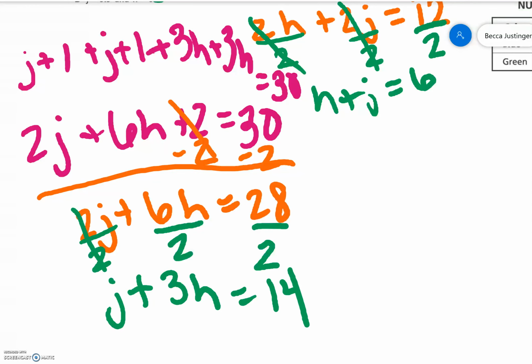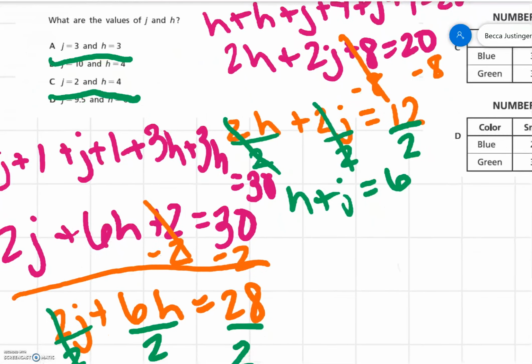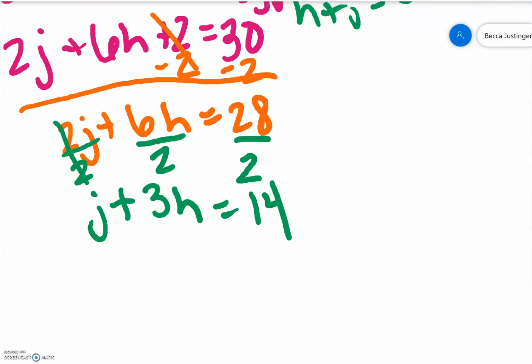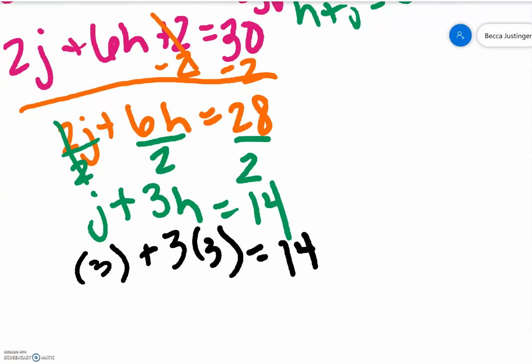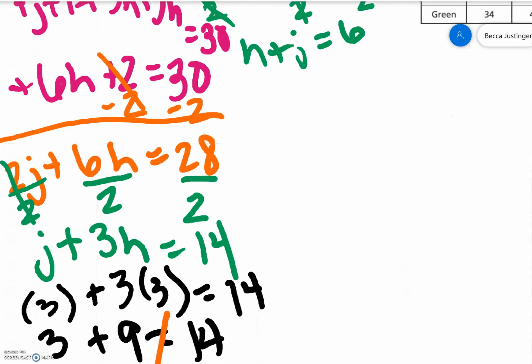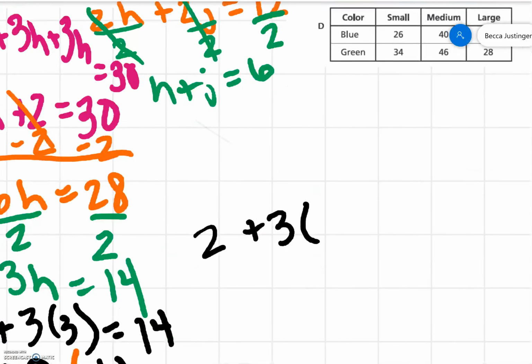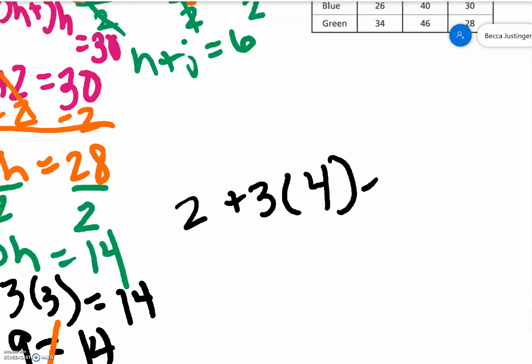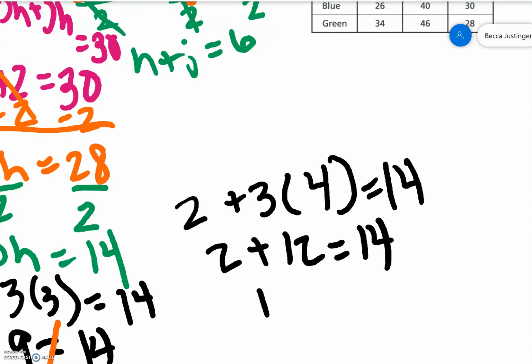Now we need to see which option, A or B, gives us that. Let's plug in A, 3 for both of them. So 3 plus 3 times 3, let's see if that equals 14. 3 plus 9, does that equal 14? Nope, it equals 12. So A is out, but let's try C just in case. So 2 plus 3 times 4, does that equal 14? We have 2 plus 12. It does indeed. So that is our answer.